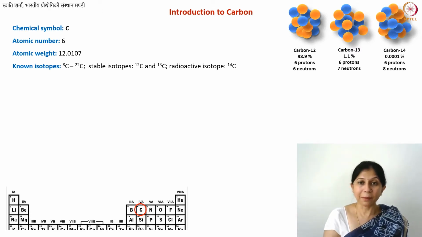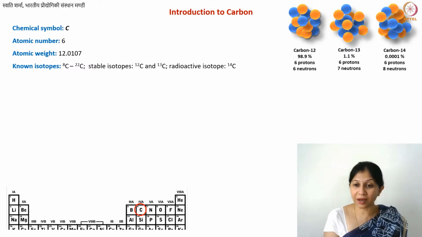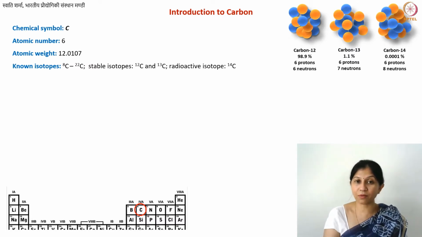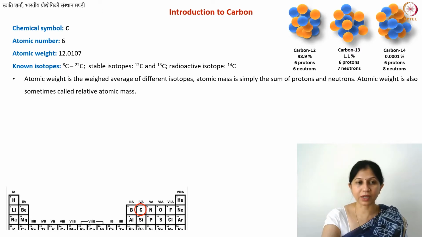Among these three primary isotopes, carbon 12 and carbon 13 are stable isotopes. Stable means they don't naturally decay. And the third one, carbon 14, is the radioactive carbon isotope. So often you hear about radiocarbon dating. For that we are going to use carbon 14. We'll discuss a little bit about radiocarbon dating as well.